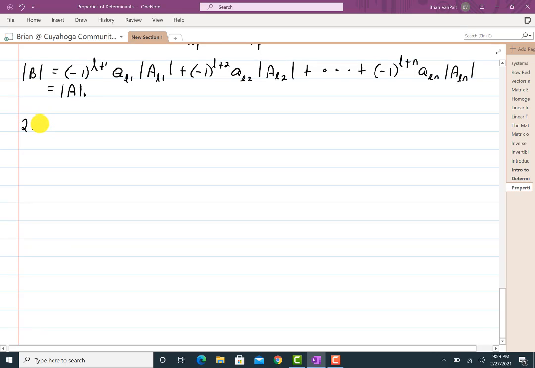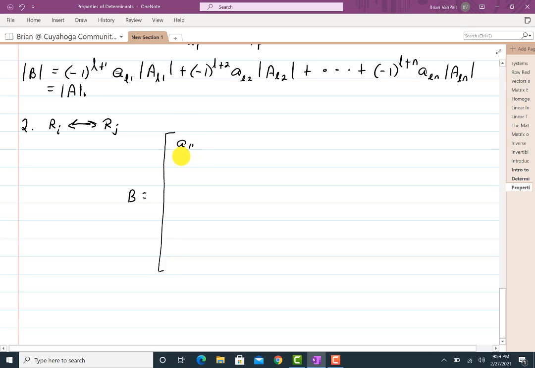All right, number 2 was the row swap. So I think what I'm going to do is take row I and swap it with row J. So B then will look like the following. Give myself plenty of space here.